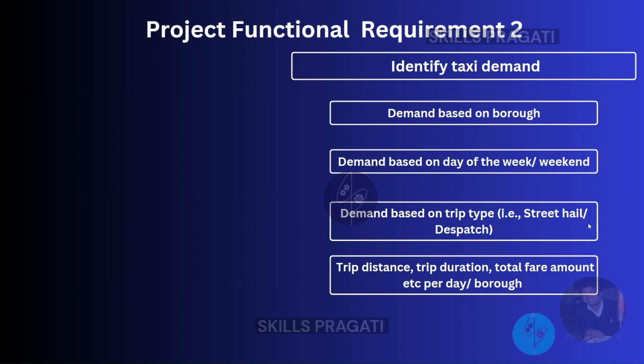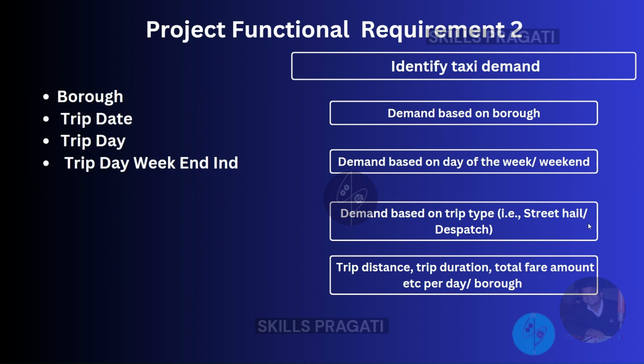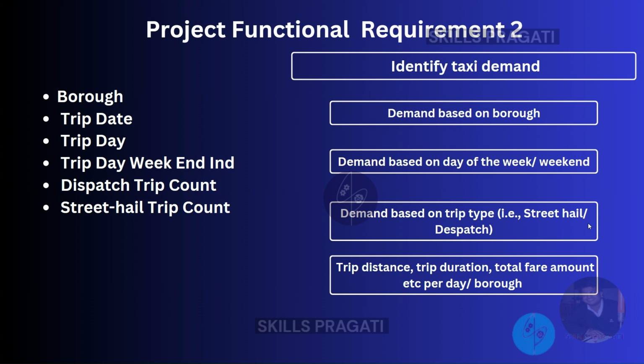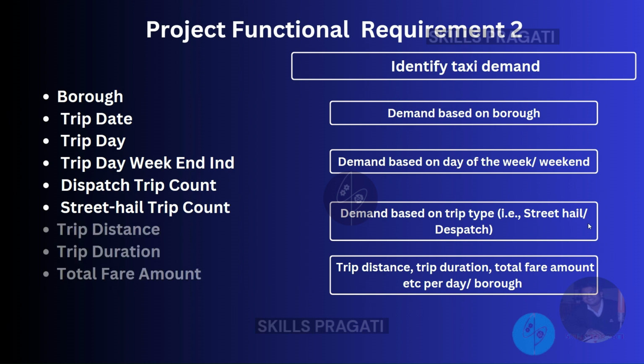Now let's identify the columns that are required in our table. We need borough for the first requirement. The second requirement will require trip date, trip day, and the trip day weekend indicator. The third requirement here will require two counts, one for the dispatch trip type and the other one for the street hail. And the final requirement will need the total trip distance, duration, and the total fare amount.